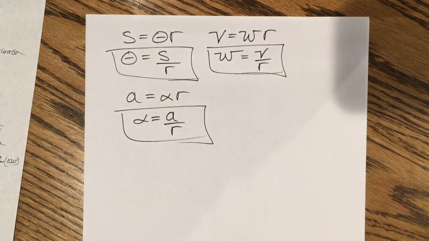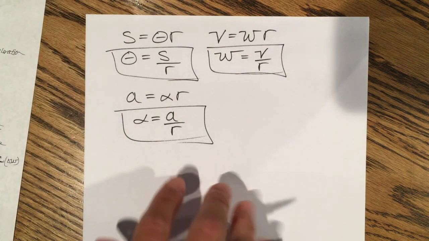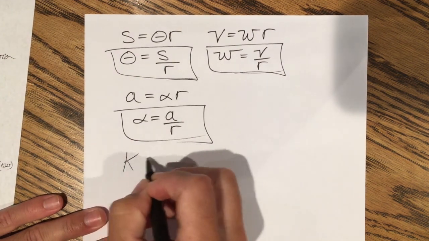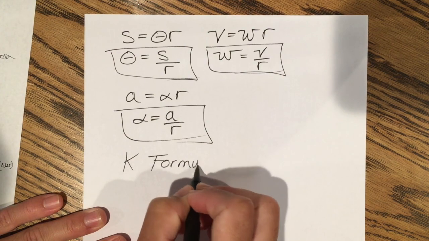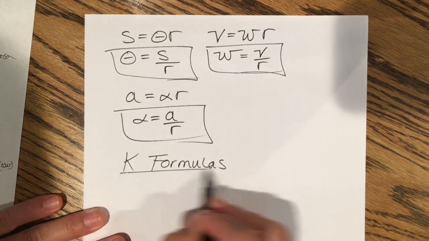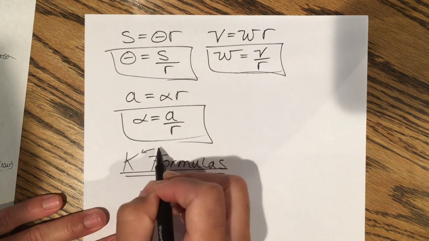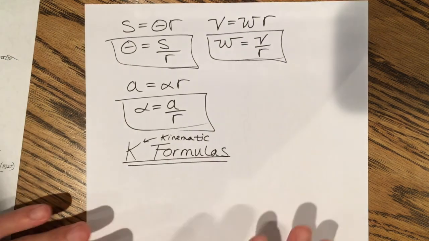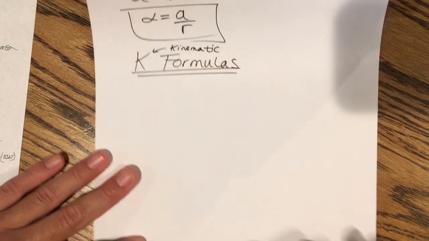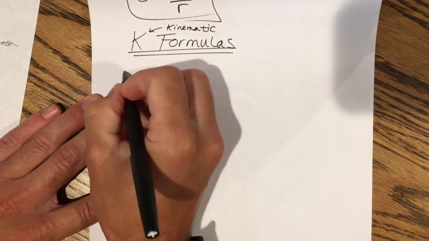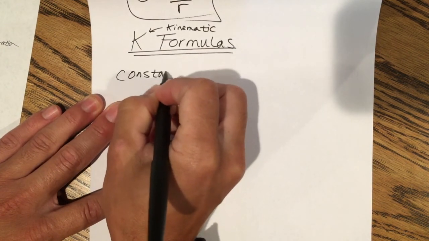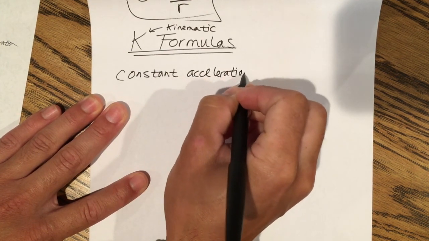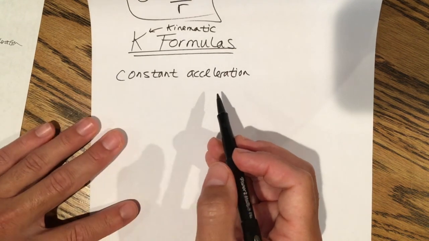You can also keep going with this idea of having analogs for our K formulas. So you should remember what K here means: kinematic. But the formulas were specific to something, right? And you should remember what that is. They were constant acceleration formulas. So they only apply when the acceleration is constant.